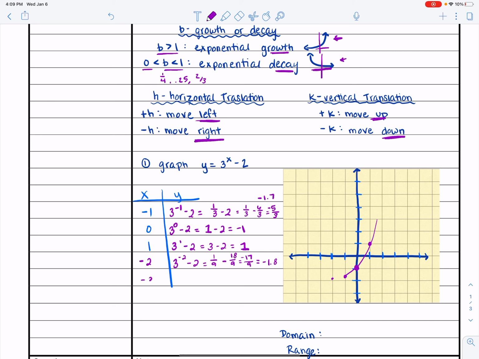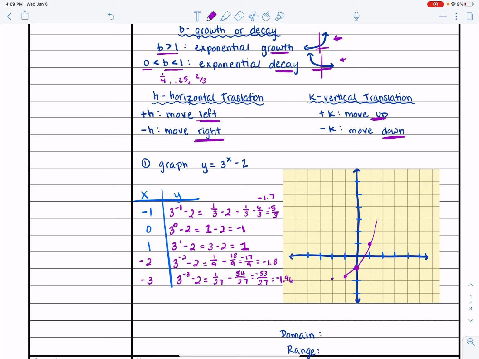If I use -3, then 3 to the -3 minus 2, 3 to the negative 3 is 1 over 27. Minus, if I change 2 to something over 27, it's 54 over 27. So I'm really looking at negative 53 over 27, which is negative 1.96. So that's almost negative 2.